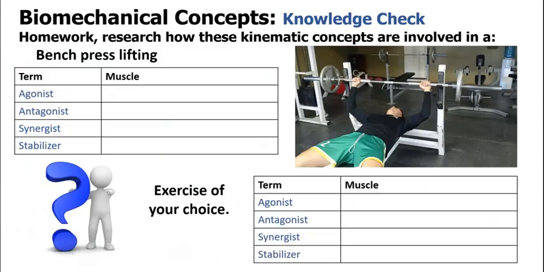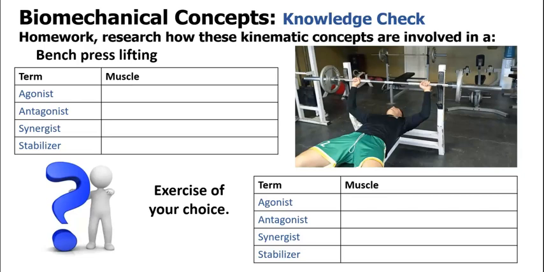And as homework, you have this challenge. It's not complicated. The next step involves critical thinking for your assignment. You will research how these kinematic concepts apply to another typical exercise. This is the bench press. Then you are going to select another exercise of your choice, two exercises in total, the bench press and another one, and be sure to identify the role of each muscle in the exercise.